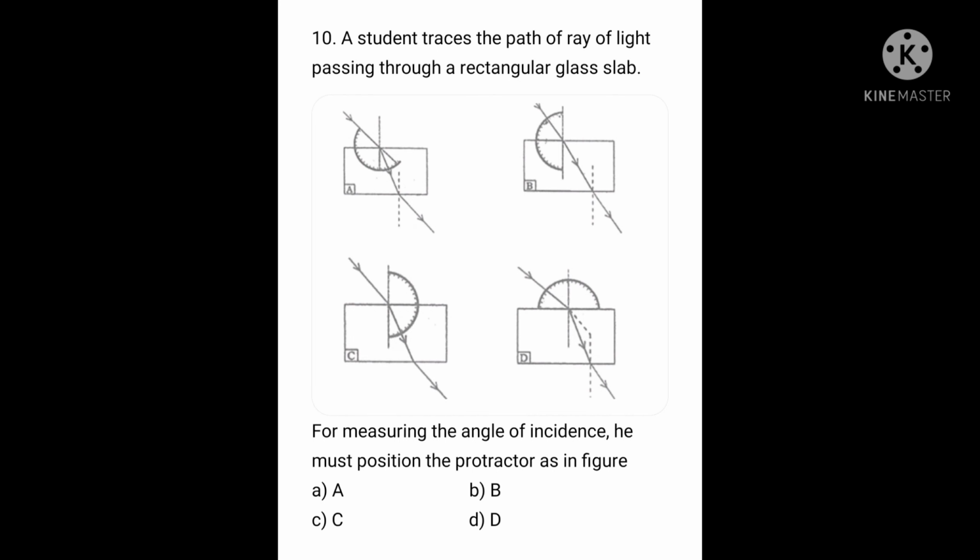Question number 10. A student traces the path of ray of light passing through a rectangular glass slab. For measuring the angle of incidence, he must position the protractor as shown in figure. Option A, figure A. B, figure B. C, figure C. D, figure D. Here the correct answer is option D, that is figure D. It is the correct way of measuring the angle of incidence.